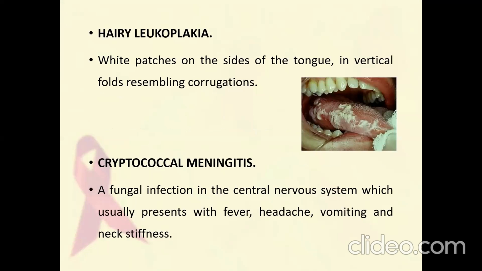Next is hairy leukoplakia. White patches on the sides of the tongue in vertical folds resembling corrugation. You can see in the image hairy leukoplakia.